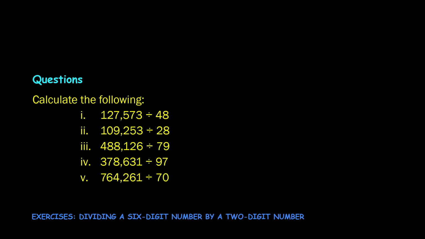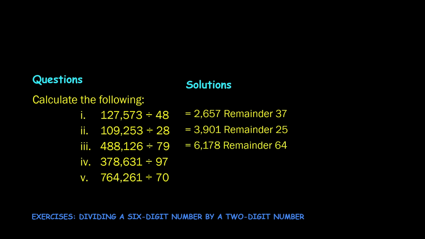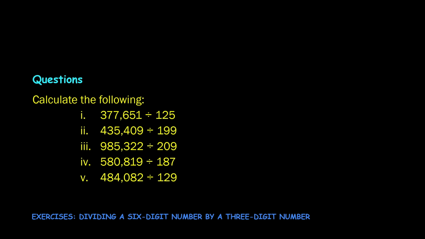And now for exercise 3. This allows you to practice dividing a 6-digit number by a 2-digit number. Again, pause the slideshow whenever you need to. Solutions will be released one at a time. And now for the final exercise. This allows you to practice dividing a 6-digit number by a 3-digit number. Again, pause the slideshow whenever you need to.